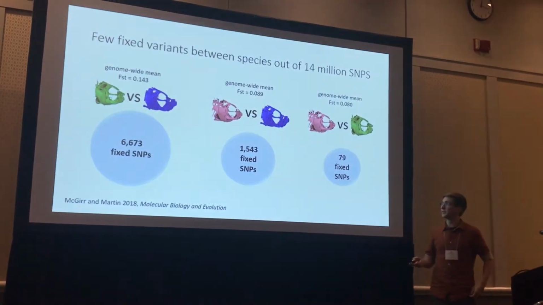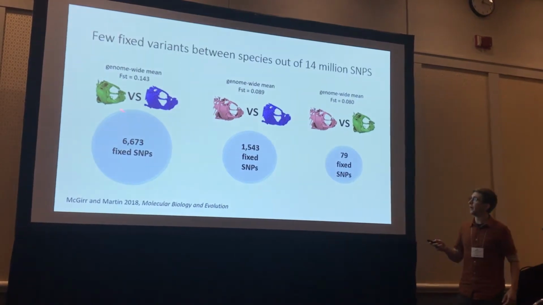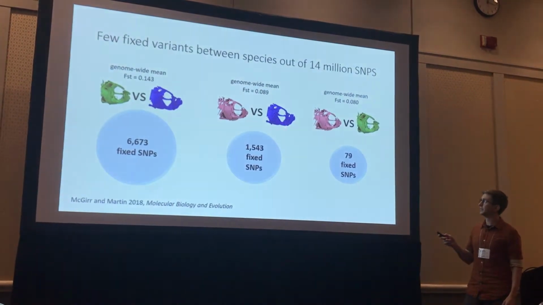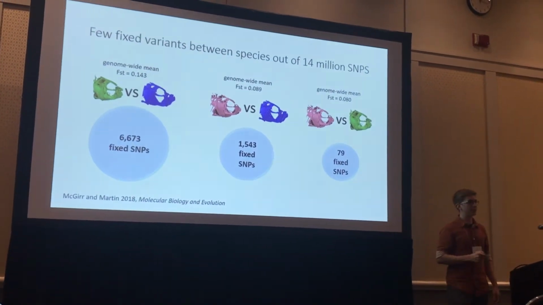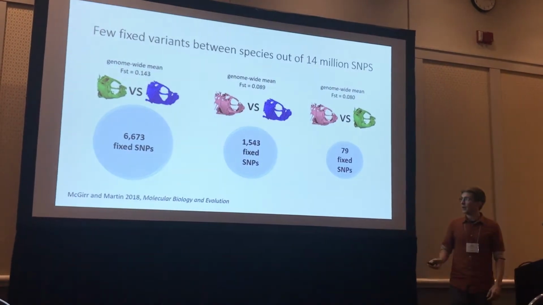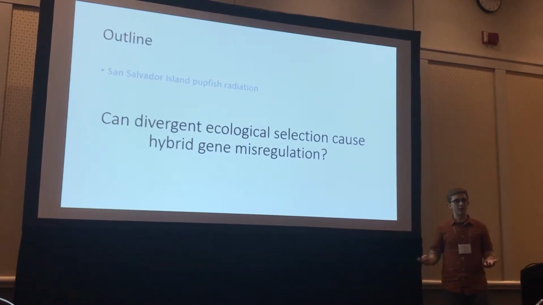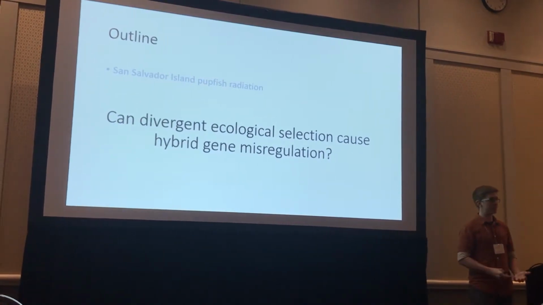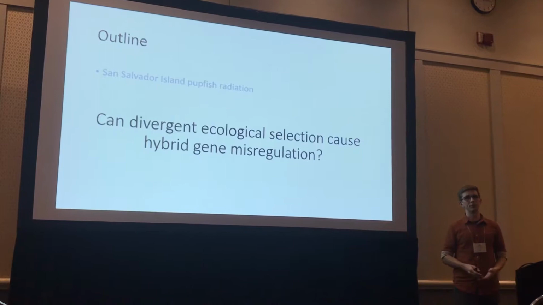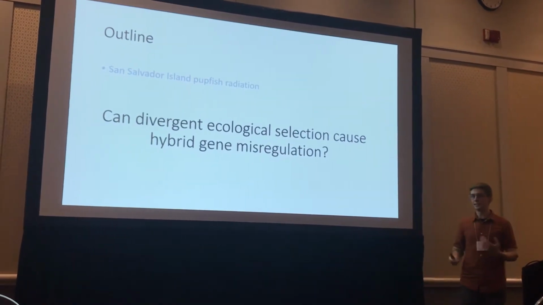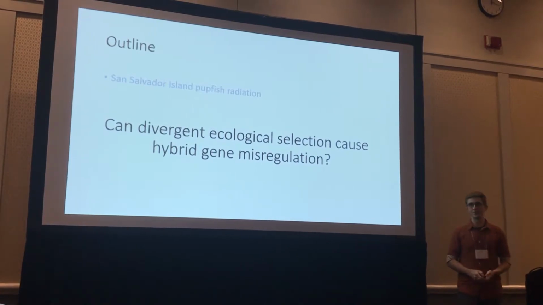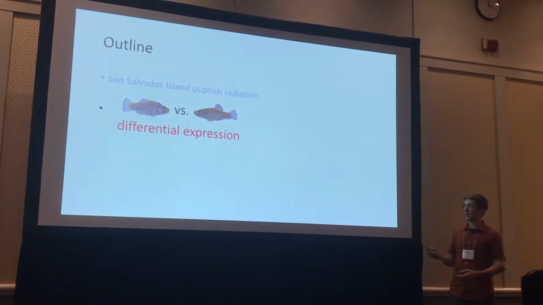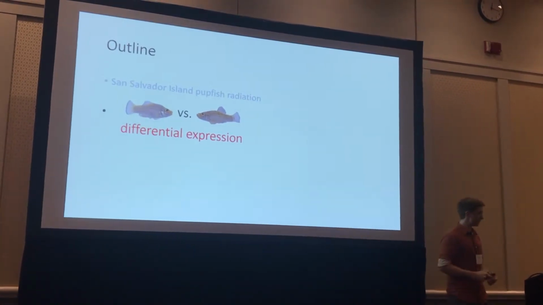So we see the most fixed SNPs between specialists, fewer between generalists and scale eaters, and less than 100 SNPs out of 14 million fixed between generalists and molluscivores. And so the reason I want to ask this question about gene misregulation in this system is because there's been recent ecological divergence in sympatry that's led to the evolution of these species that look and behave very differently but show low genetic divergence.